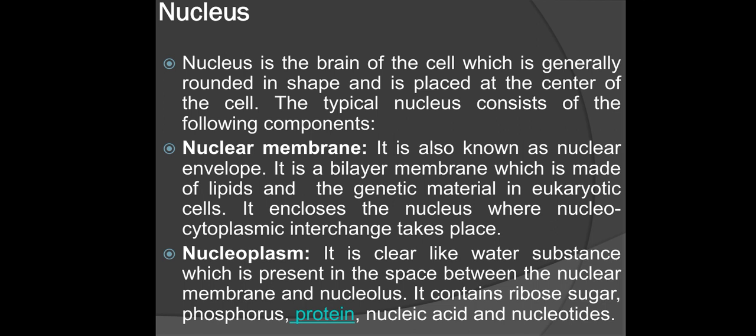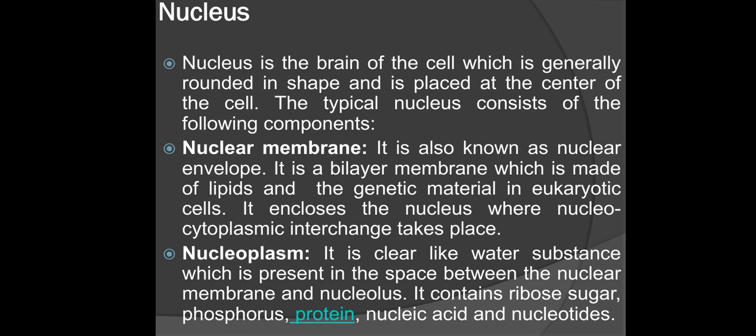Nucleus. The nucleus is the brain of the cell, which is generally rounded in shape and is placed at the center of the cell. The typical nucleus consists of the following components. Nuclear membrane. It is also known as the nuclear envelope. It is a bilayer membrane which is made of lipids and the genetic material in eukaryotic cells. It encloses the nucleus where nucleocytoplasmic interchange takes place.